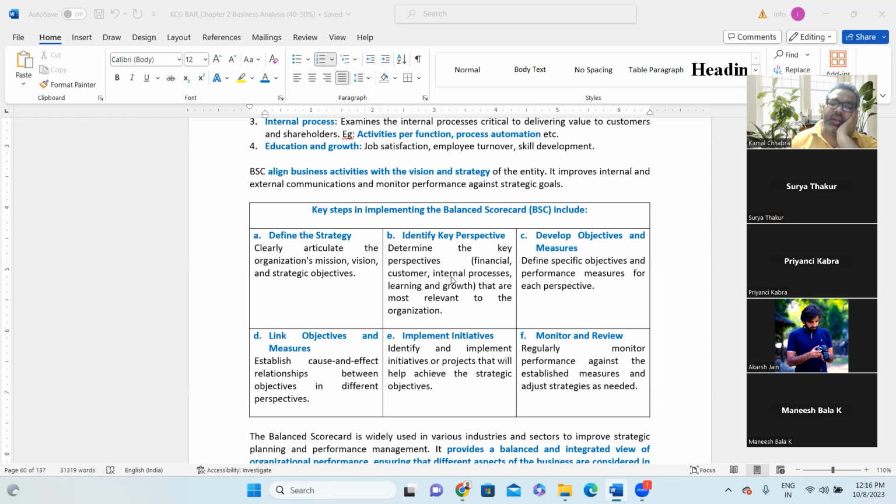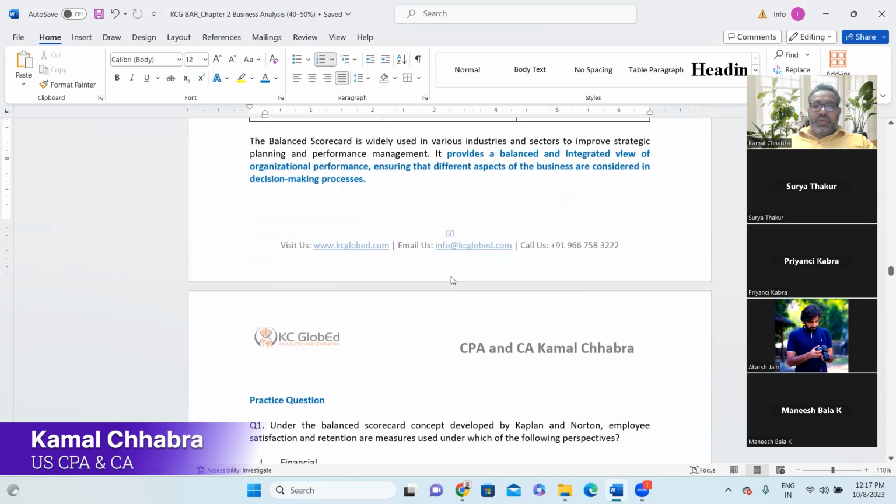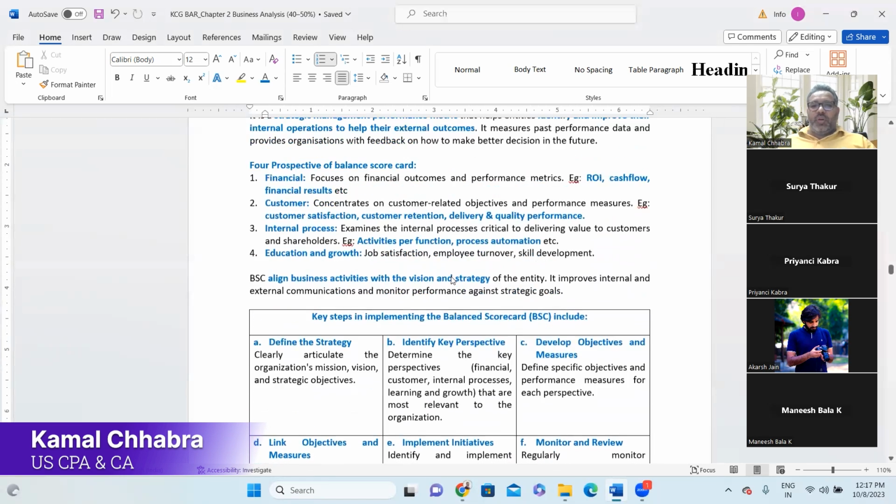And the last one is monitoring and review. If you are not monitoring the activity, it is more than likely that the activity is going to fail, right? And if you are not reviewing it in time, chances are it is going to fail. So monitoring and review is the most important thing, right? Regularly monitor performance against the established measures and adjust the strategy as needed. The balanced scorecard is widely used in various industries and sectors to improve strategic planning and performance management. It provides a balanced and integrated view of organizational performance, ensuring that different aspects of the business are considered in the decision-making process. So this is all about the balanced scorecard.